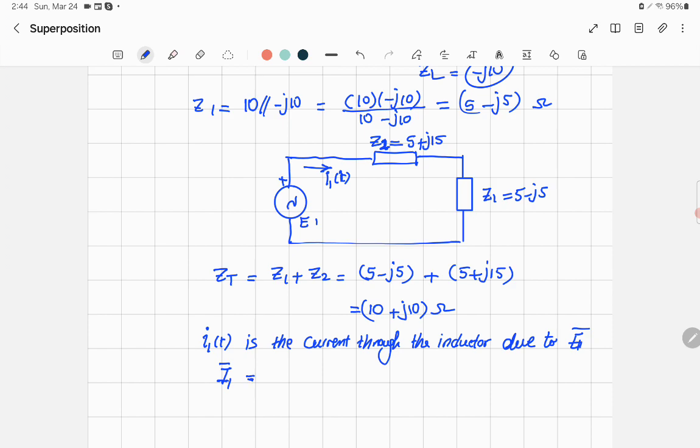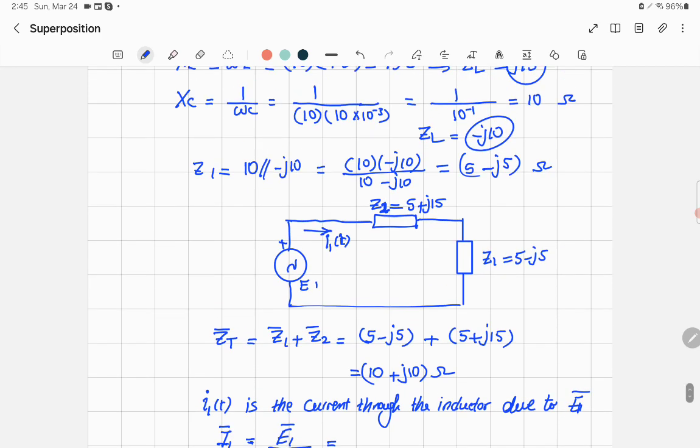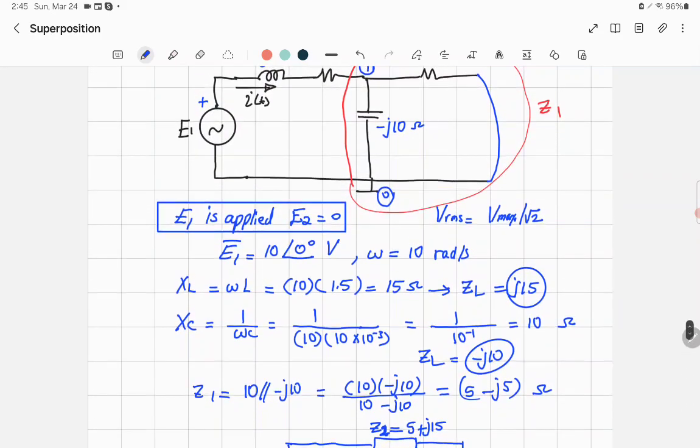This is how you find the current. You divide the voltage by the total impedance, and you get the current, because the total current is the same current flowing in the impedance, since they are connected in series. So it will be equal to E1, the voltage, divided by the total impedance. It should be a phasor. We know that E1 is equal to 10 on angle 0.